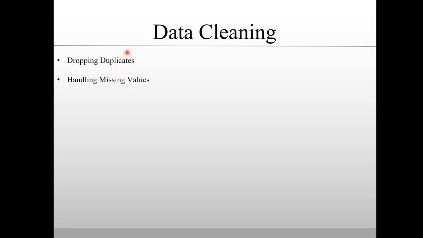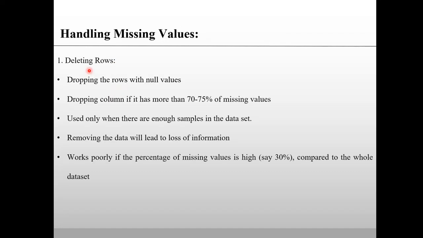Let it be a column or let it be a row, those duplicate values have to be deleted, right? Coming on to the next thing, we will discuss various methods for handling missing values. Deleting rows is the first method of handling missing values.